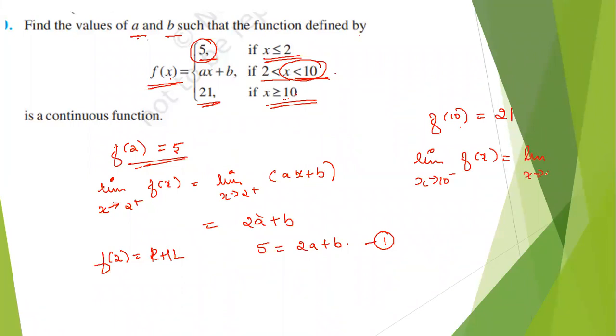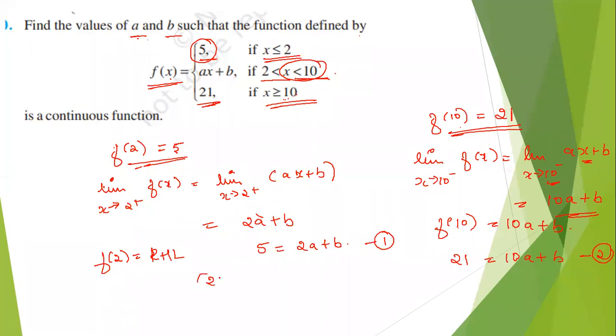Limit x tending to 10 minus ax plus b. So just substitute 10 in place of x. So 10a plus b. So now equate it to this. So f of 10, we know this. 10a plus b. So f of 10 is nothing but 21. So 10a plus b. So now what you have to do is, you have to minus equation 1 from 2. So what you get? 21 minus 5. What is 21 minus 5?